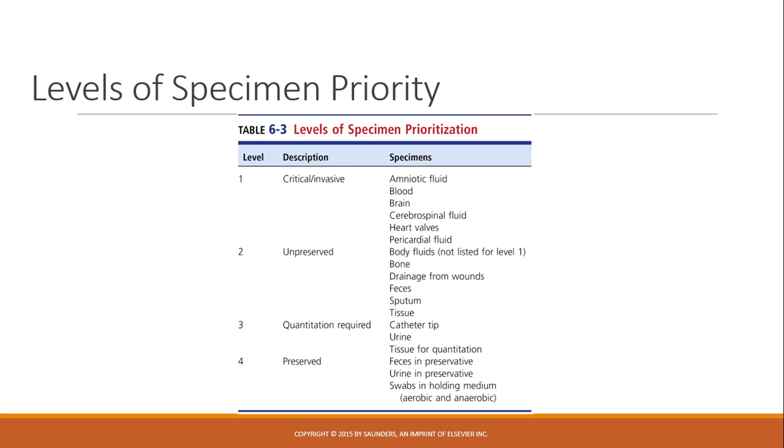The next, unpreserved samples, of course, your body fluids, like synovial fluid or peritoneal fluid, those things would kind of come next. Drainage from wounds. So these are time sensitive because they're not preserved. They're not critical for the patient in order to live, or die. Quantitation required. So this is where quantity of the growth present is important for diagnosis. So a catheter tip, they're trying to find out if a patient's catheter tip, indwelling catheter, is contaminated or infected with something. Tissue, urine would go here. And then finally, anything that's preserved can wait, last.